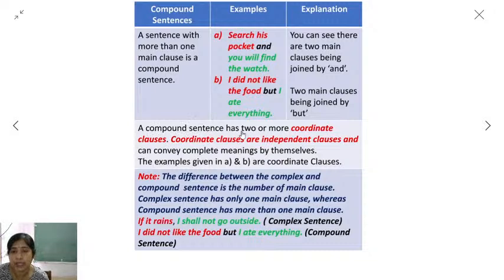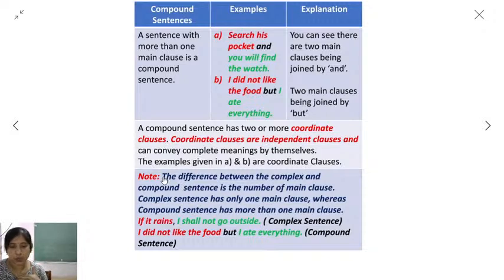A compound sentence has two or more coordinate clauses. Coordinate clauses are independent clauses. These are independent. Both give sense on their own. But we join both the main clauses with the help of coordinating conjunctions. Got it? They can convey complete meanings by themselves. The examples given in A and B are coordinate clauses.